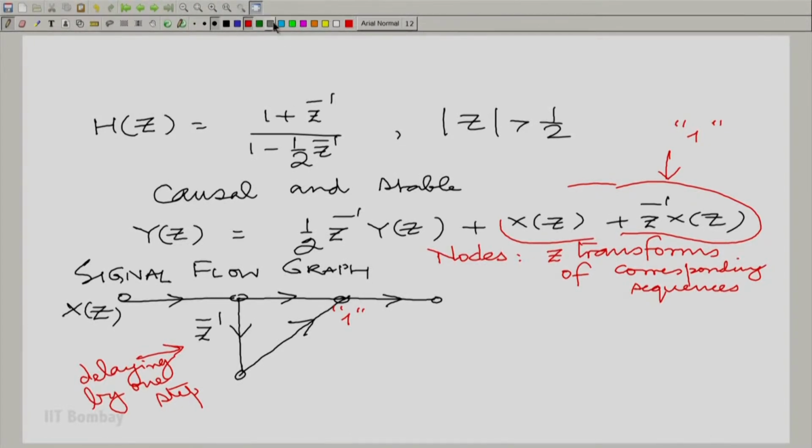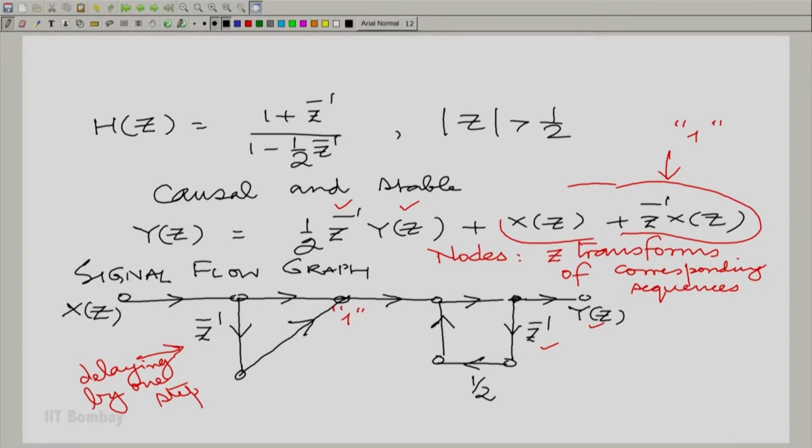And now let me assume that there is an output generated somewhere, Y of z. Let it have come from another node. This is also Y of z. Now delay this by one step, that takes care of this, and now multiply it by half and add, and this brings you to Y of z once again.